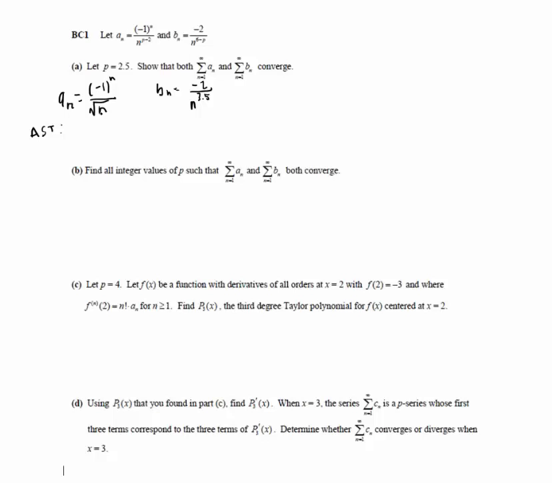If I plug in 2, this would be 1 over the square root of 2, then 1 over square root of 3, 1 over square root of 4. So the terms are getting smaller in absolute value. And if I do the limit as n goes to infinity on this, the denominator is going up faster than the numerator because the numerator is just alternating back and forth. It's not going up or down at all. This denominator is going up faster, and when the denominator goes up faster, it goes to 0.